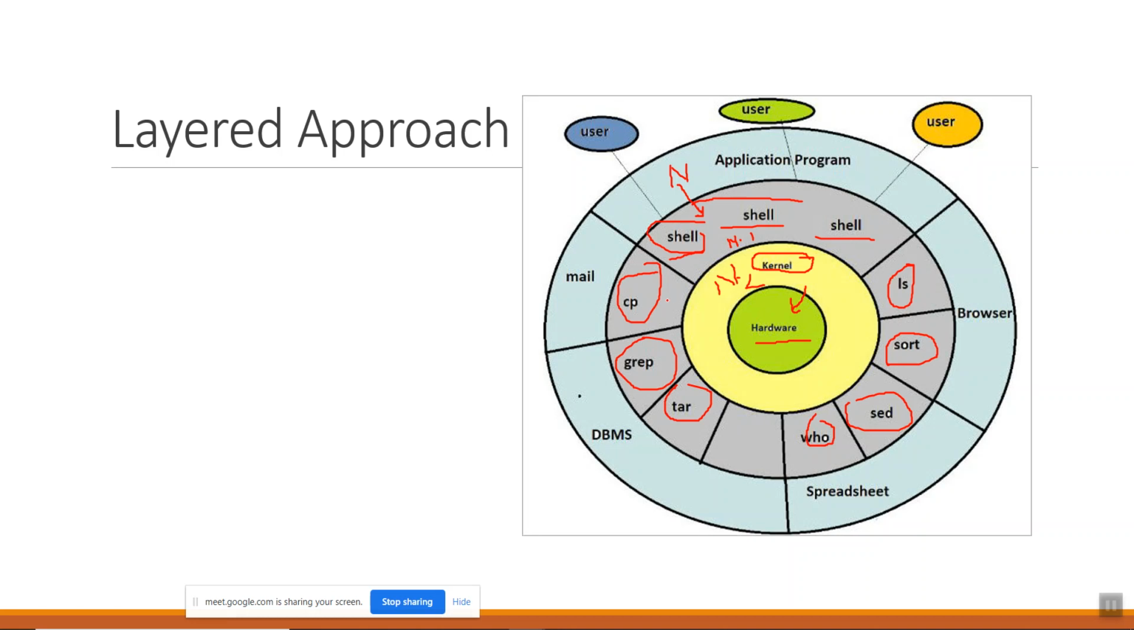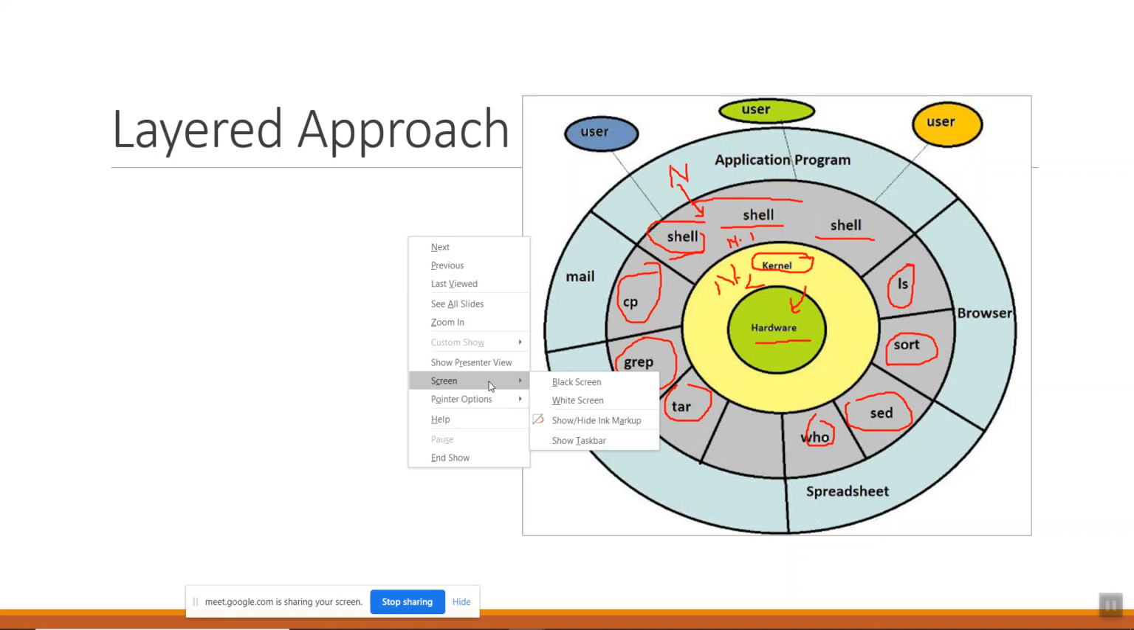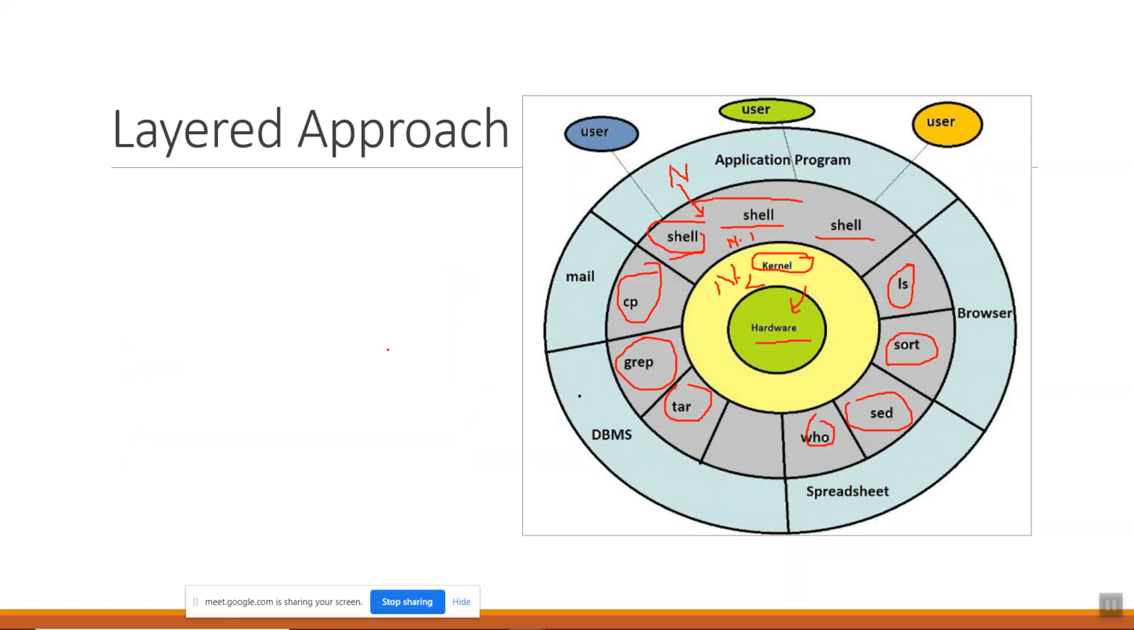So I think most of the students have a clear idea about the layered approach given by any kind of operating system. If you have any doubt, you can ask about this, or we will go to the next slide. We have seen how we are going to invoke system calls. Anyone of you?